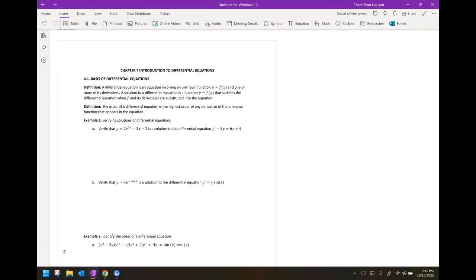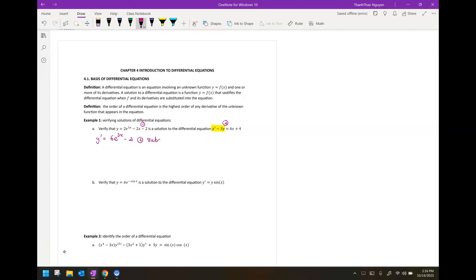So what we would do here is verify that equation 1 is the solution to equation 2. In equation 2, we have y prime minus 3y equals 6x plus 4. The first thing we need to do is calculate y prime. So y prime is equal to 6 times e to the 3x minus 2. And we mark this equation 3.